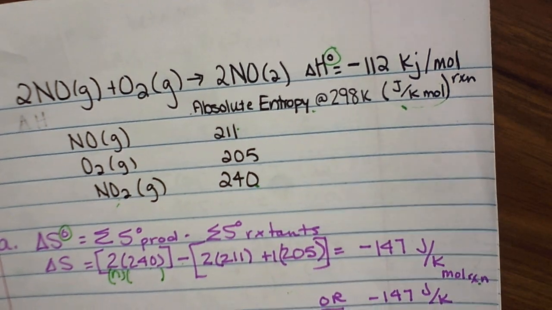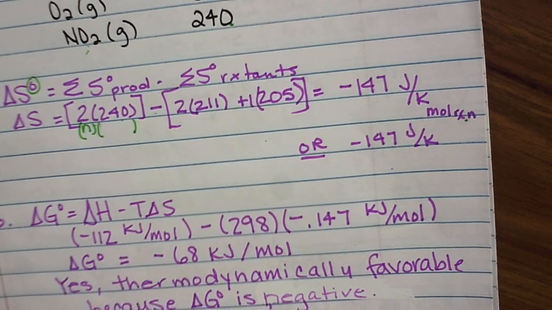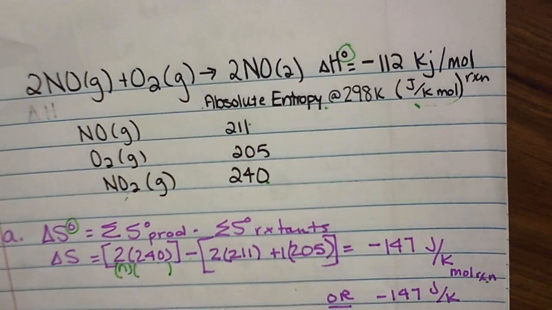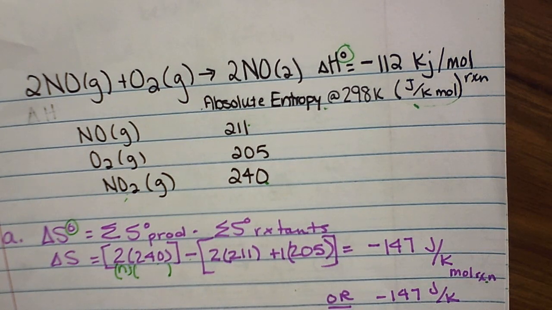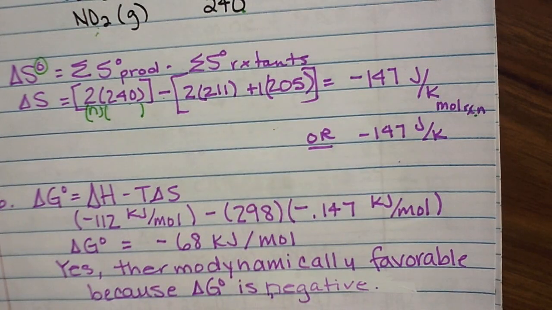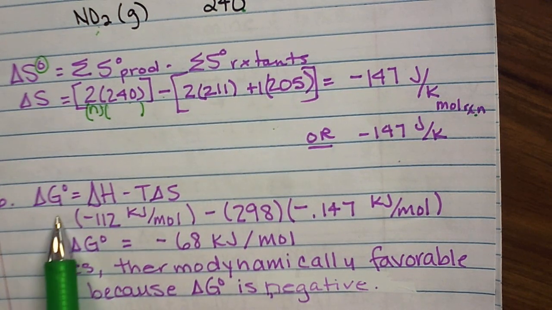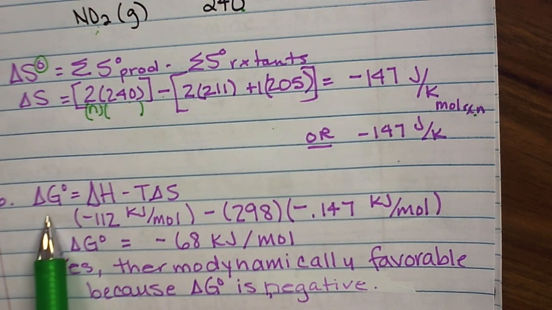All right, next. Determine whether the reaction is thermodynamically favorable. So what you're determining is what delta G is. From this reaction, you have delta S. They gave you delta H, and it's at 298 Kelvin. They told you that. So you're going to calculate the delta G.